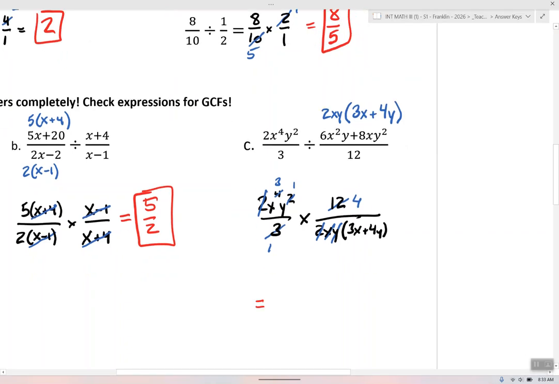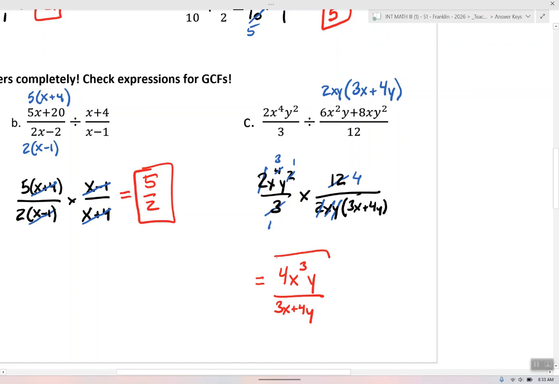So on top, we've got x to the 3rd y times 4. So that's 4x to the 3rd y over 1 times, and then just 3x plus 4y. There's actually nothing else I can simplify here because this denominator is a binomial, so I can't cancel that y out because I'd have to do it from each term, and each term doesn't have a y. So this is all I can do there. 4x to the third y over 3x plus 4y.